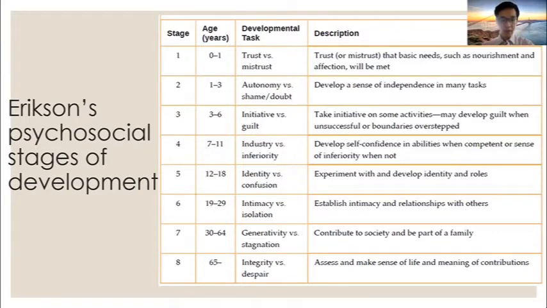The next stage, stage five, is from age 12 to age 18. In this stage, it's not about autonomy. It's not about self-confidence. It's not about trust. It is about the position in a society, which is identity. So in this stage, it's really important for everyone to build identity and roles in a society. So identity is the position in a society.